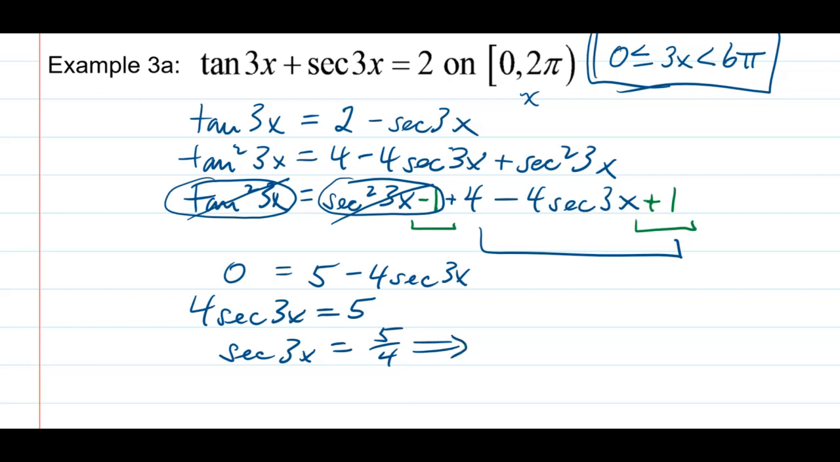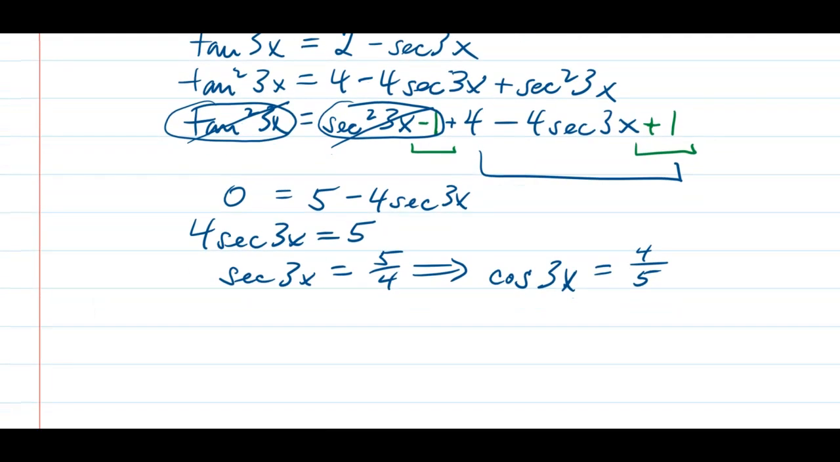And because secant is 1 over cosine, this means that cosine of 3x, which is the inverse of secant of 3x, is equal to 4/5. And this is a number for cosine that's not on the unit circle, so we don't recognize its exact angular value. That is for x. So we're going to take the arc cosine of each side, which yields 3x is equal to the inverse or arc cosine of 4/5.